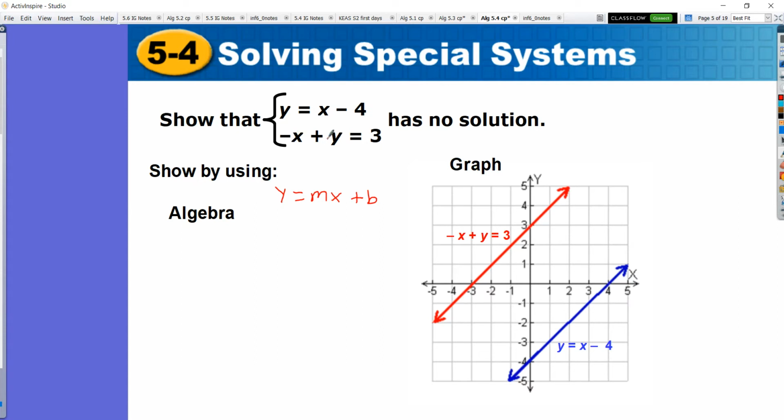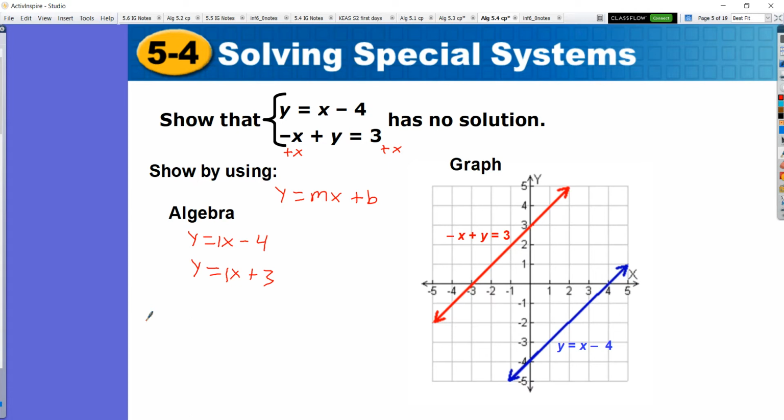So to do that for this bottom one, I just got to move this minus x, cancel it out, add x to the other side, and that would come out to, if I write both of them down, my top one, y equals x minus 4, and now my bottom one, by moving the x, is y equals x plus 3. Okay, so taking a look at these using algebra, both of these equations have the same slope. They both have 1x. You could put a 1 there if you want, and they have different y-intercepts.